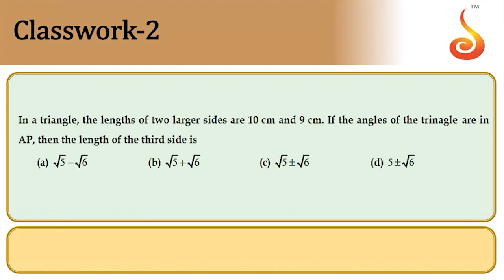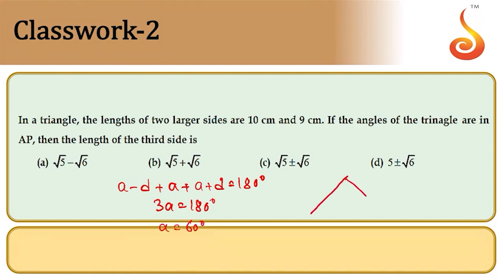Example 2. In a triangle, the length of the larger side is 10 centimeters and the smaller side is 9 centimeters. The angles of the triangle are in AP. Angles in AP means A minus D, A, A plus D, which sum to 180 degrees. So it clearly gives 3A equal to 180, so A equals 60. When we draw a triangle, this is A, this is B, and this is C. Take one side equal to 9, another equal to 10, and the third equal to x.